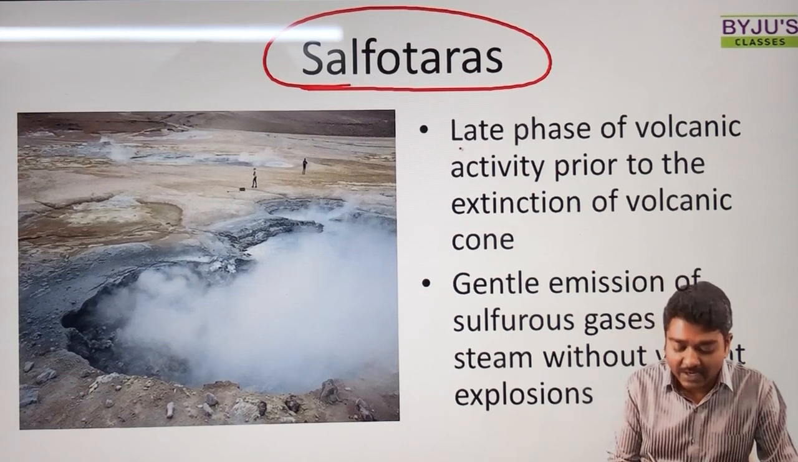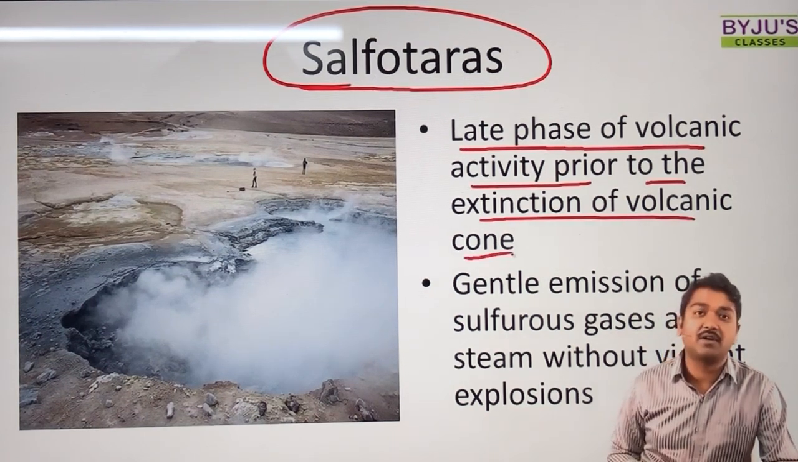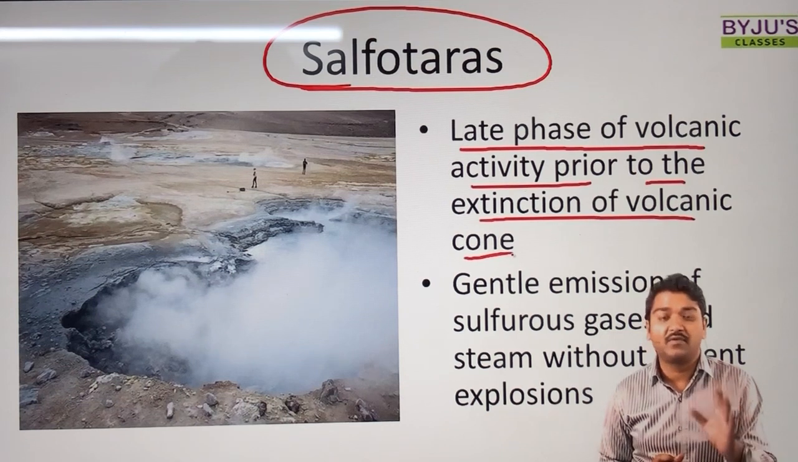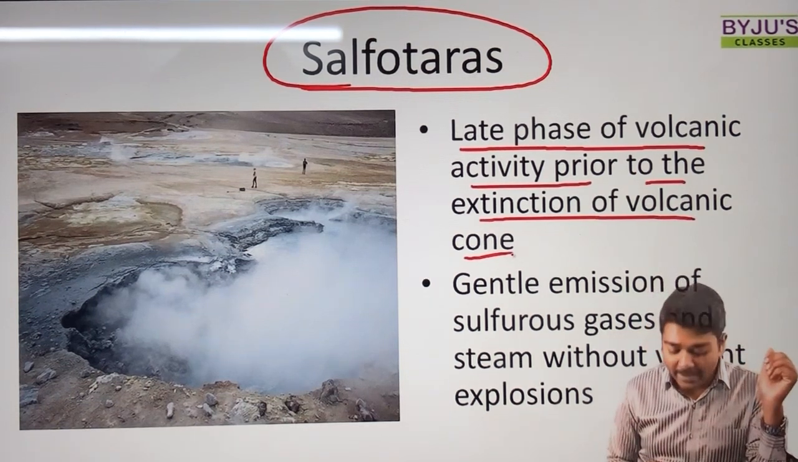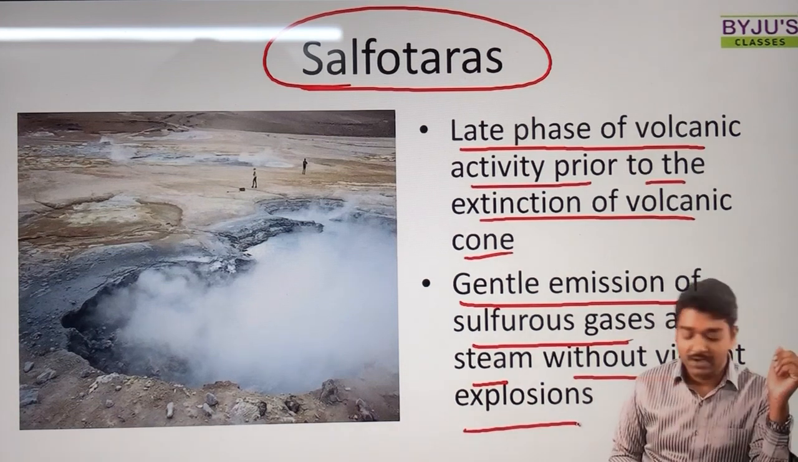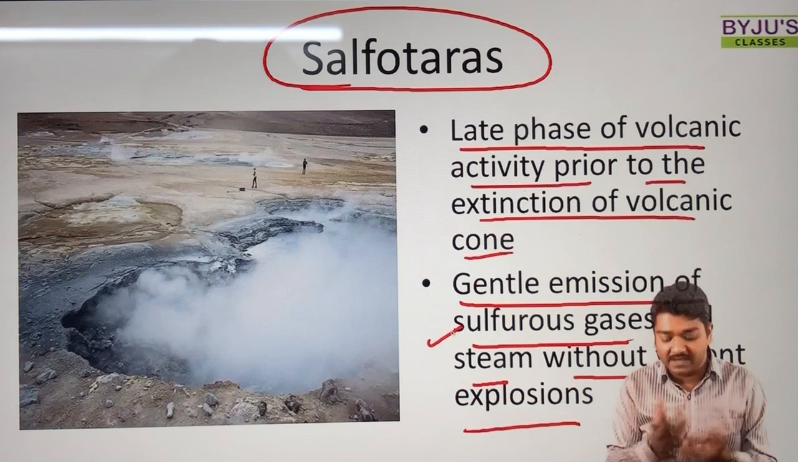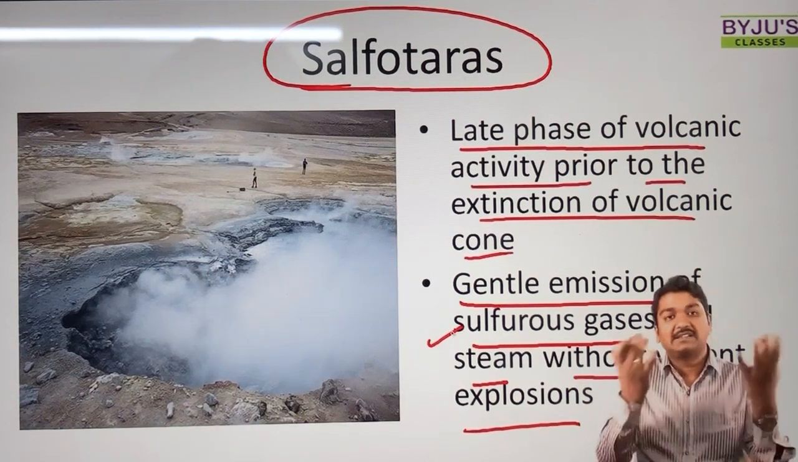It is the late phase of volcanic activity prior to the extinction of the volcanic cone. So you understand that if sulfur-terras is actually coming up, then the extinction of the volcano is happening quickly. What is actually happening? Gentle emission of sulfurous gases and steam without violent explosions. Sulfurous gases are coming up, and steam, without explosions. Only gas is coming up.